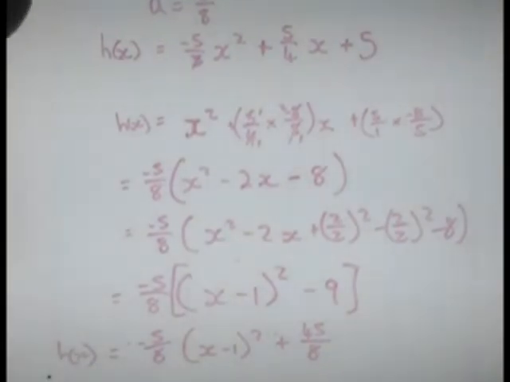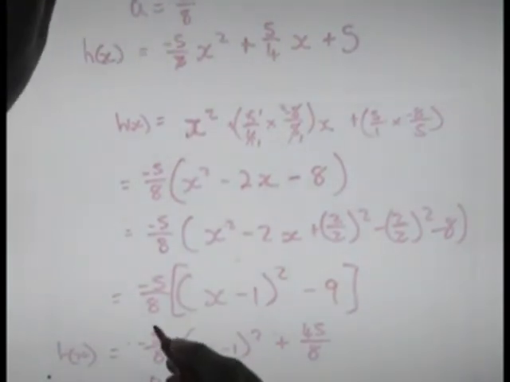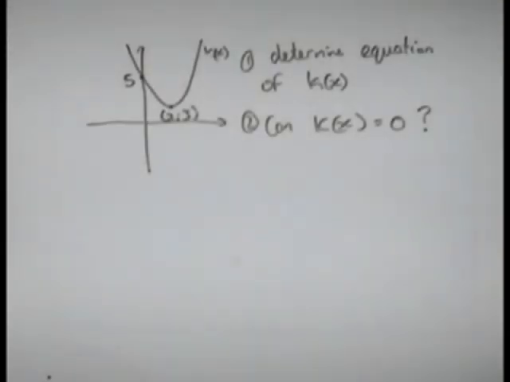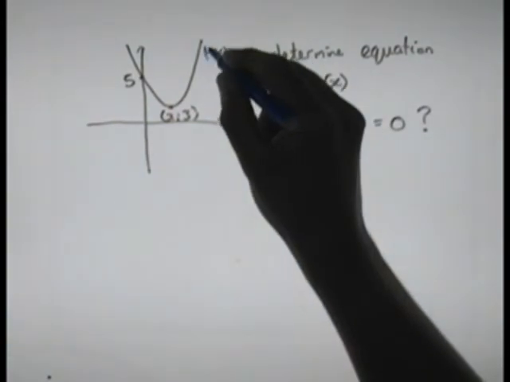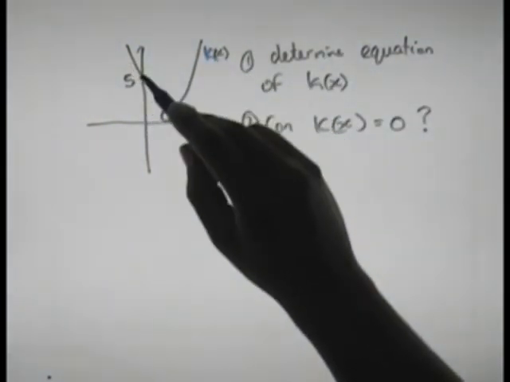That means that for the third question that I gave you, our a value is equal to minus 5/8, our p value is equal to 1, and our q value is equal to 45/8.